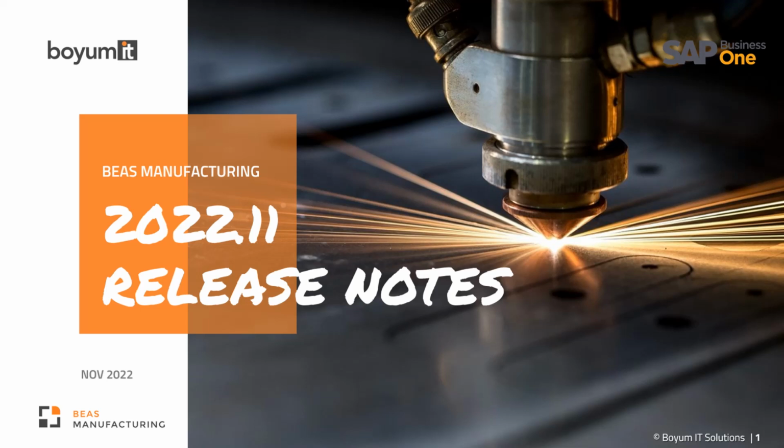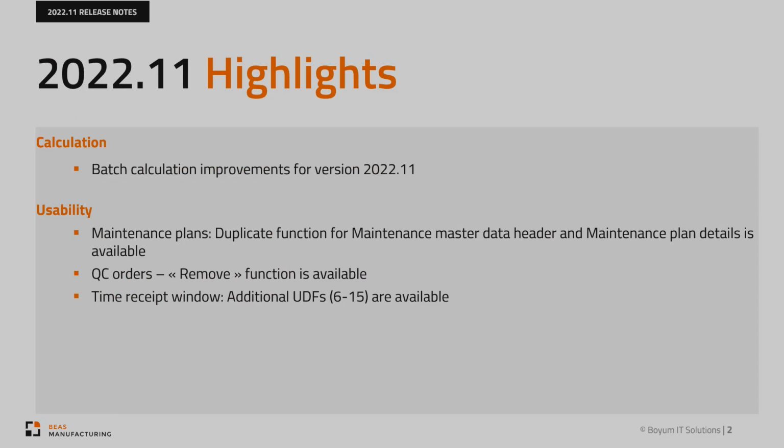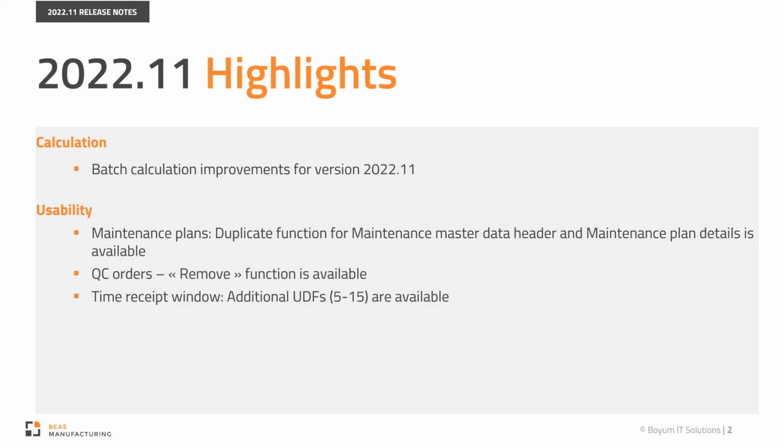Hello and welcome. In this video, I'm going to present to you the release notes of Boyum IT's Beas Manufacturing 2022.11. Our most important additions in this version include several modifications in batch calculation, a duplicate function in maintenance plans, a removal function in QC orders, and UDF improvements in the time receipt window.